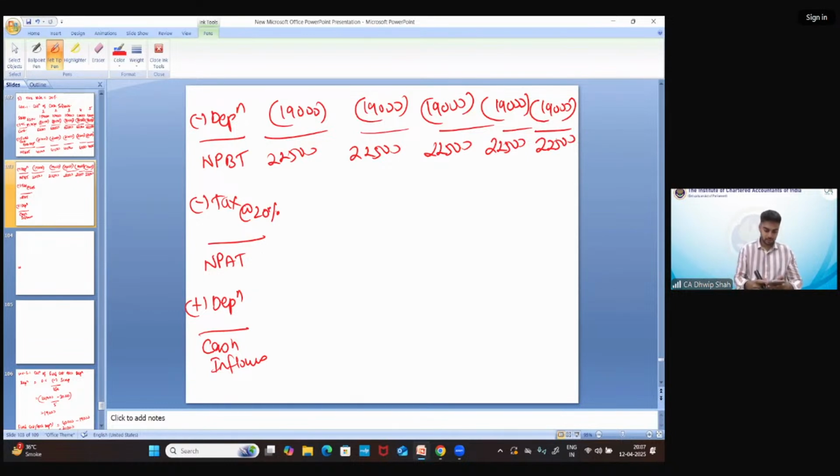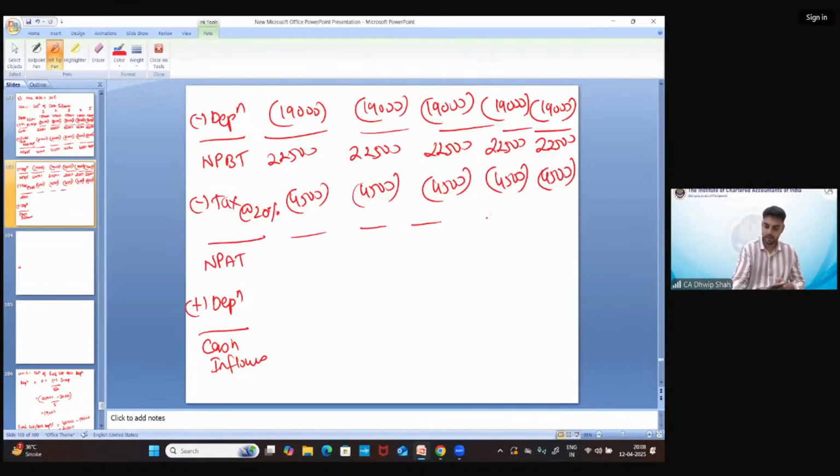Less tax at 20%: 4,500. So my NPAT comes to 18,000. I add back the depreciation because depreciation is a non-cash expense.